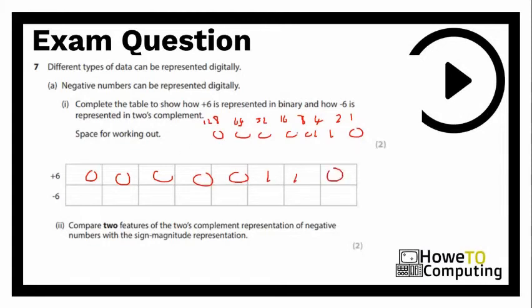So now we need to do our 2's complement. So step 1, we need to flip it. So all the 1s become 0s and 0s become 1s. So we've got 1, 1, 1, 1, 1, 0, 0, 1. Then we need to add denary 1 to this. So then this 1 will become 2. So it'll be 1, 1, 1, 1, 1, 0, 1, 0. So that's minus 6.